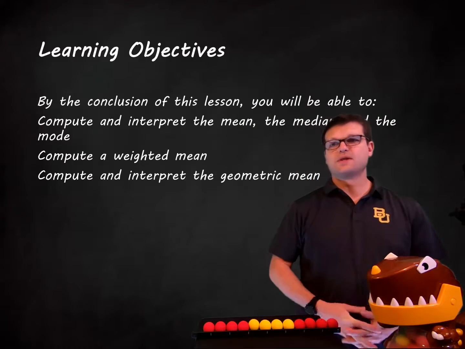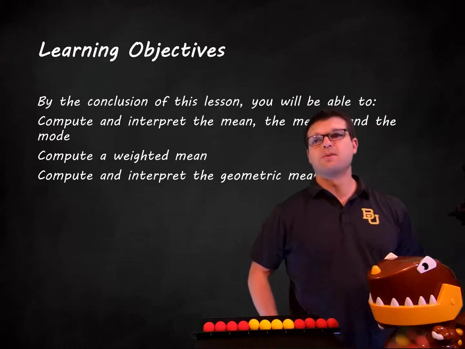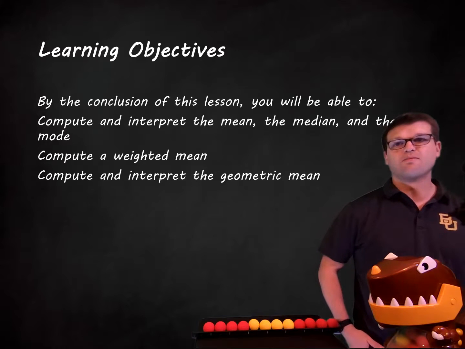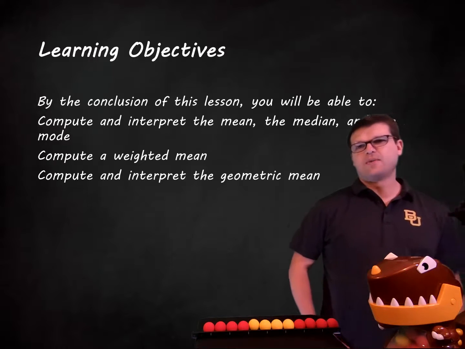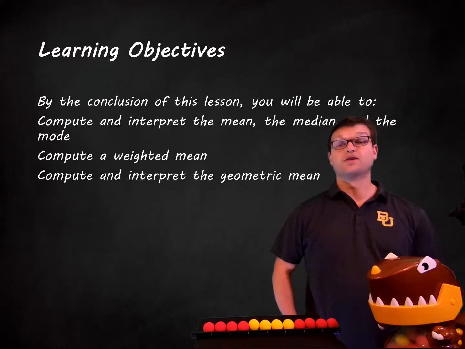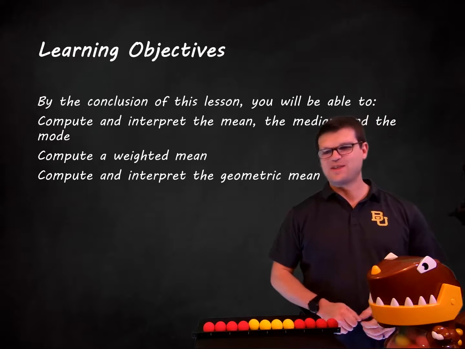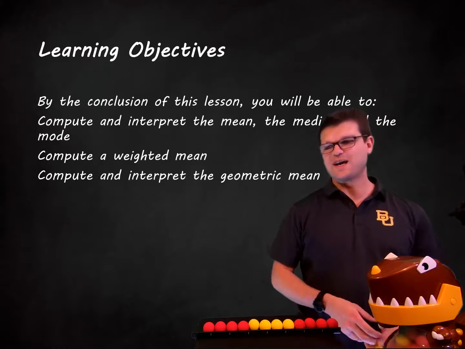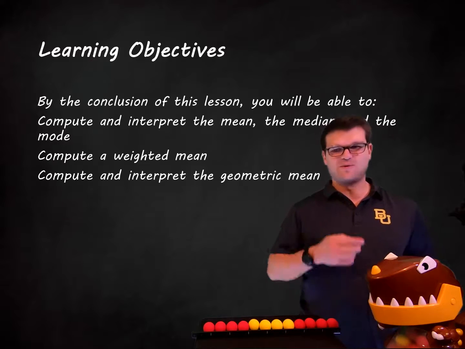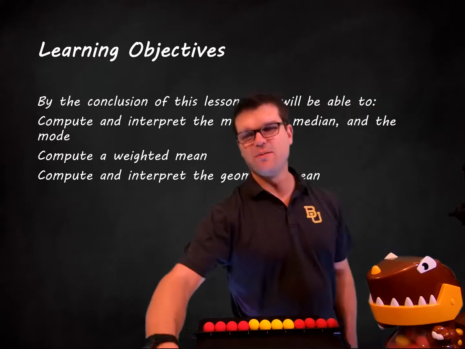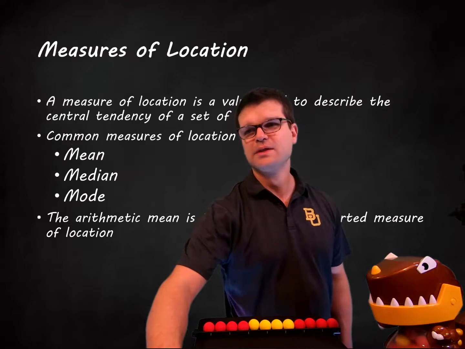By the conclusion of this lesson, what you're going to be able to do is compute and interpret the mean, the median, and the mode. And you're also going to be able to compute a weighted mean. Then another thing that we're going to chat about is interpreting a geometric mean. That's really important right now, I guess, with GameStop and all those crazy things, the average gains over time, and so on and so forth. We'll talk about that. The geometric mean is a little bit different.